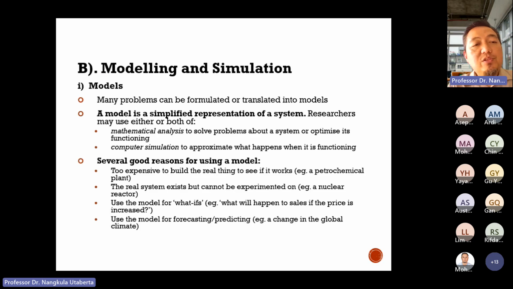Some people do modeling. Modeling means you are transferring a problem formulation into a model. A model is a simplified representation of a system. You have a software. So, but I don't know.